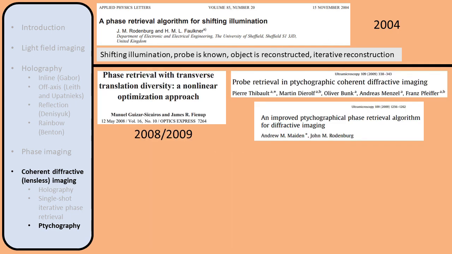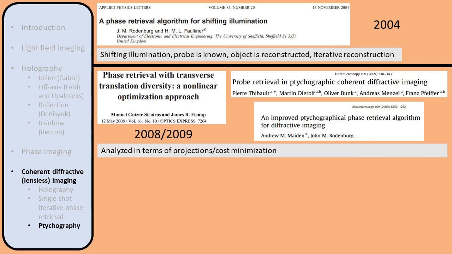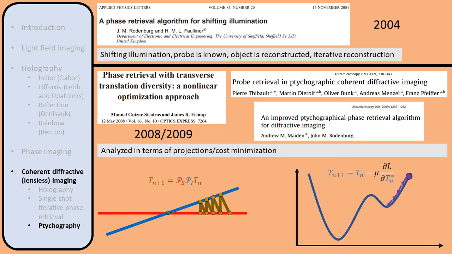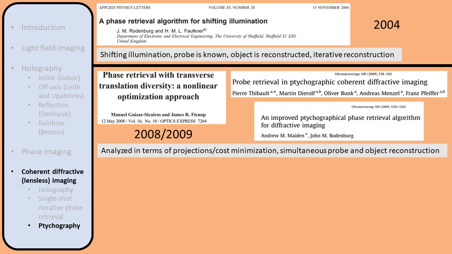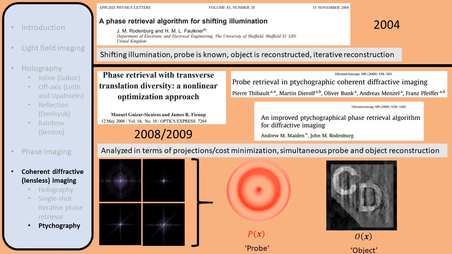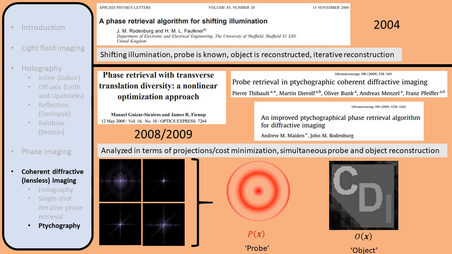Several years later, the algorithm was analyzed in terms of projections and as a cost function minimization scheme, just like the ER and HIO algorithms from single-shot phase retrieval. These analyses led to the very important insight that from the measured intensity patterns, both the object and probe can be reconstructed simultaneously. This was a significant step forward, because usually the probe isn't quite exactly known in advance, and it could result in a poor reconstruction quality if it's not corrected for.